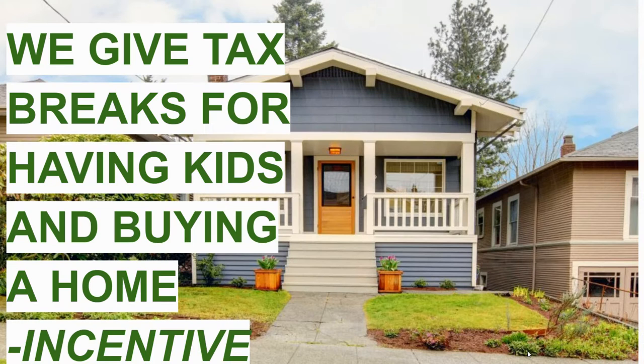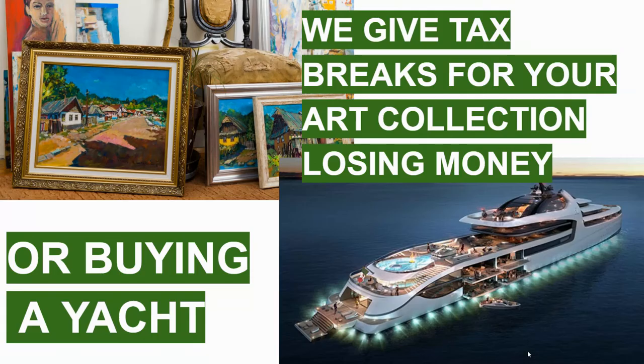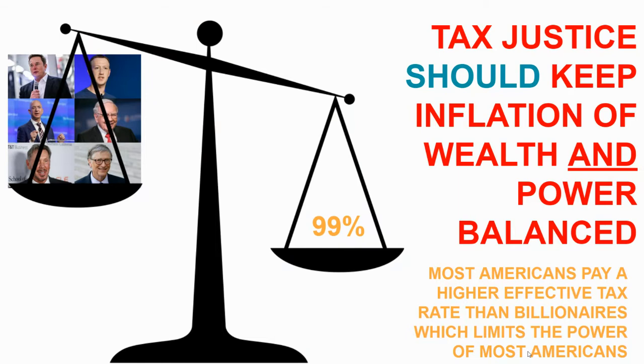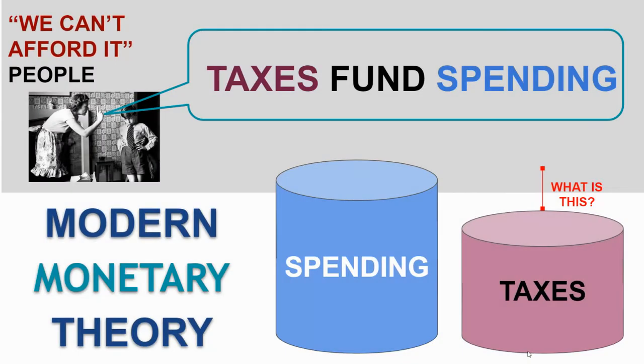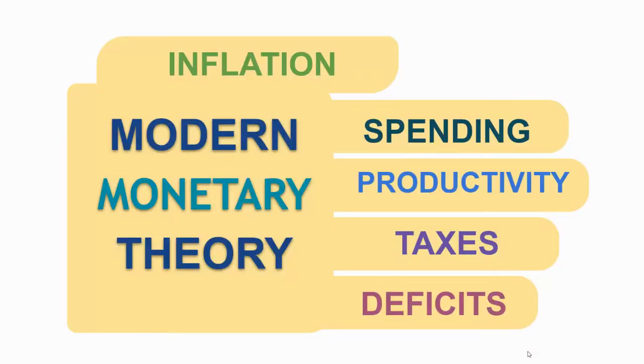We give tax breaks for having kids and buying a home. And we also give tax breaks for your art collection losing millions of dollars or buying a $1 million yacht. Tax justice should keep inflation of wealth and power balanced. And we can afford it people are convinced that taxes fund spending. But modern monetary theory says spending happens separately from taxes. And that difference, we'll get to that in a moment.